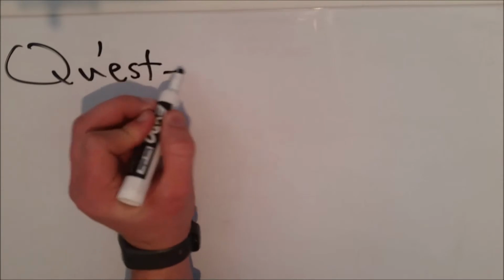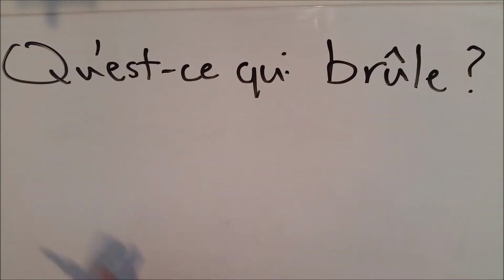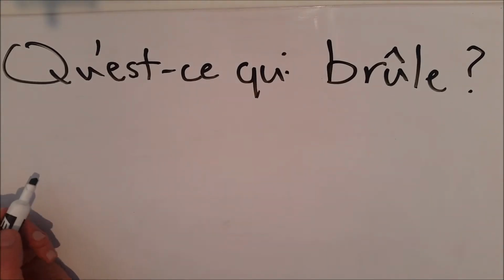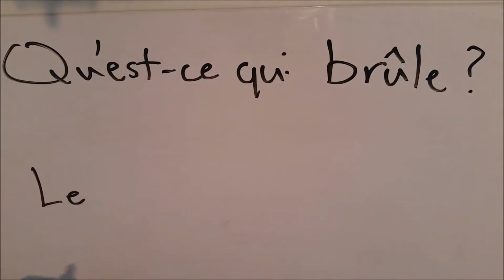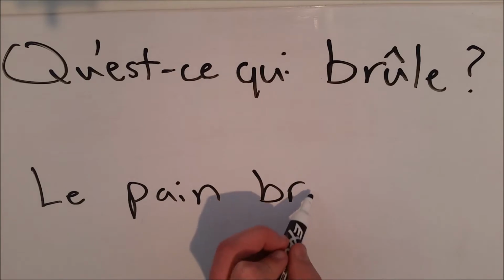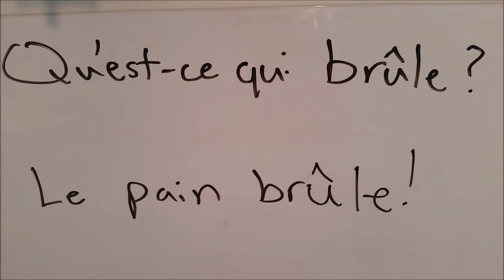Our next sentence is qu'est-ce qui brûle? We're talking about a thing that is the subject of the verb to burn. So we ask the question, what is burning? We could respond, le pain brûle. So it's le pain, a thing, that is the subject of burn.